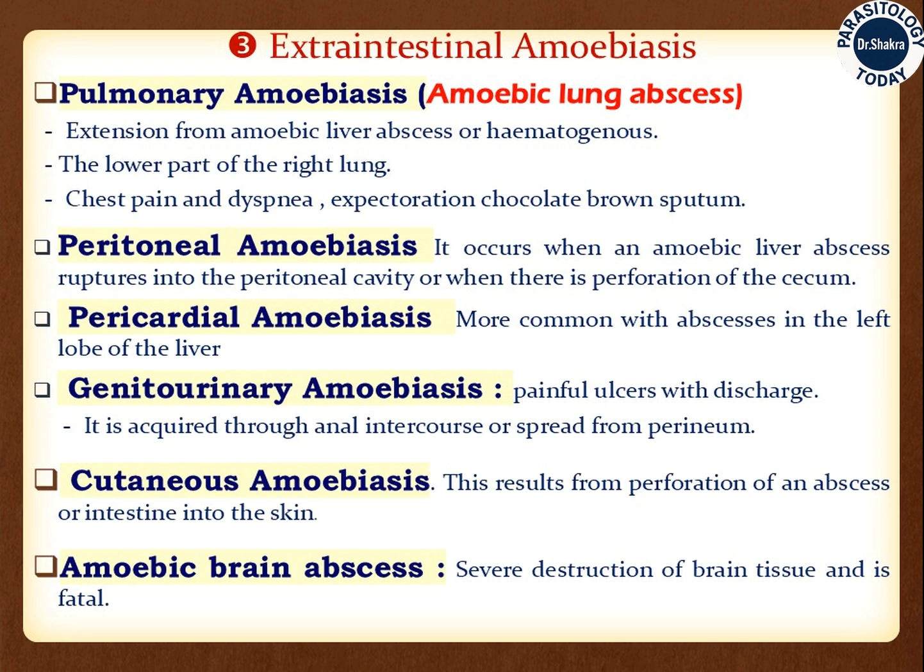5. Genitourinary amoebiasis. Genitourinary amoebiasis is rare and can occur through direct spread from the perineum or anal intercourse. Symptoms include painful ulcers with discharge. It affects the prepuce, glands, vulva, vagina, and cervix.